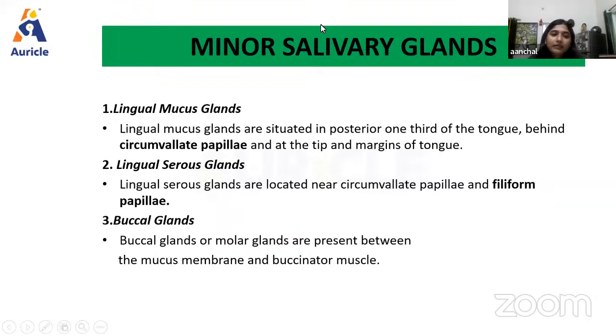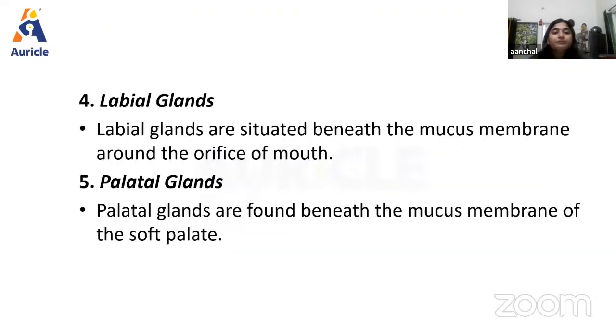Now, minor salivary glands. In the minor glands, we have the lingual mucus glands. The lingual mucus glands are situated in the posterior one-third of the tongue, just behind the circumvallate papillae, and at the tip and margins of the tongue. Lingual serous glands are located near the circumvallate papillae and filiform papillae. Then we have the buccal glands. Basically, the buccal or molar glands are present between the mucous membrane and the buccinator muscles.